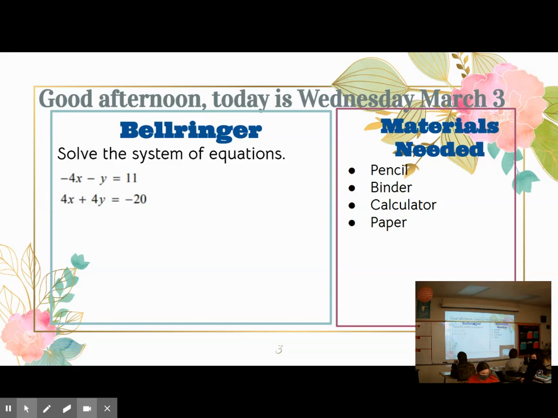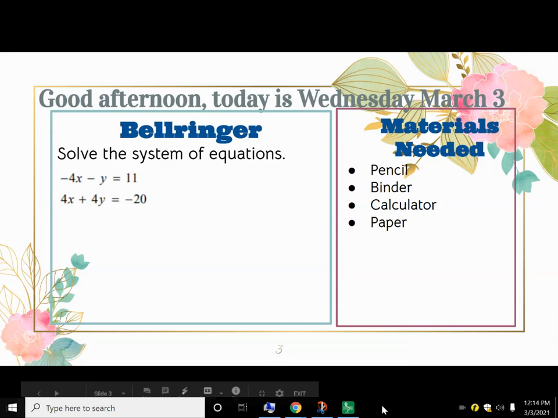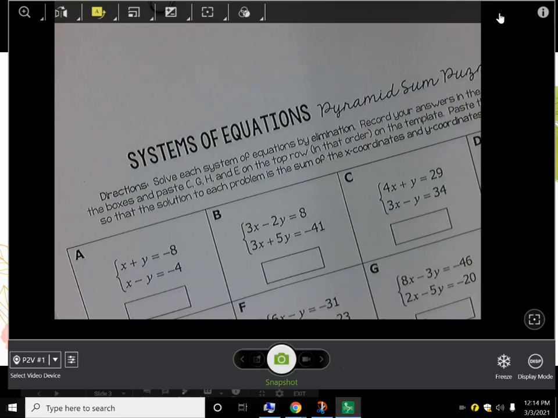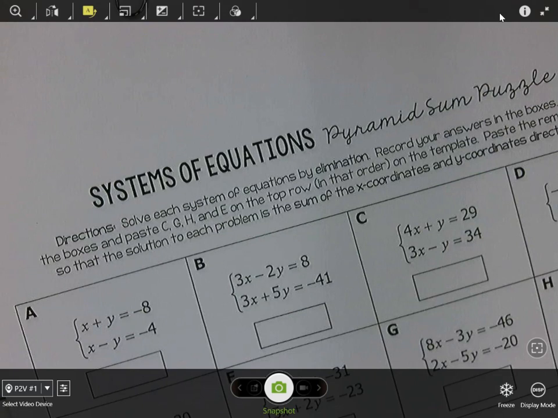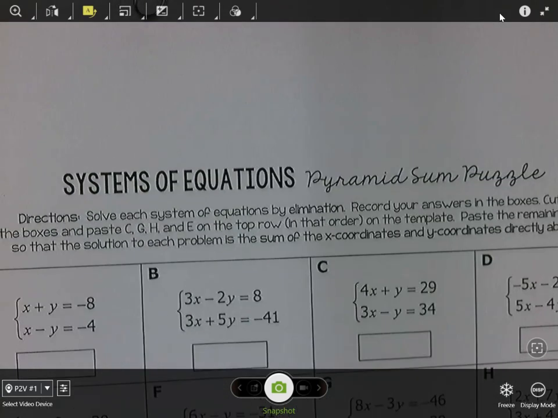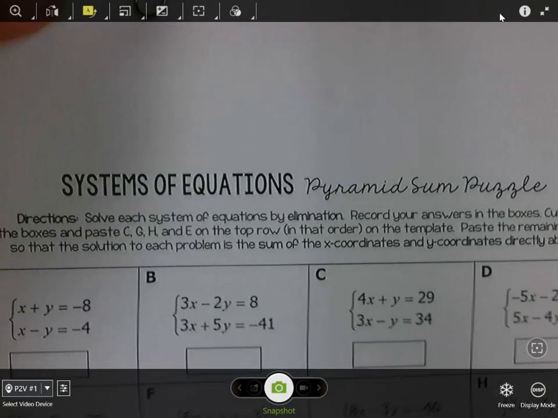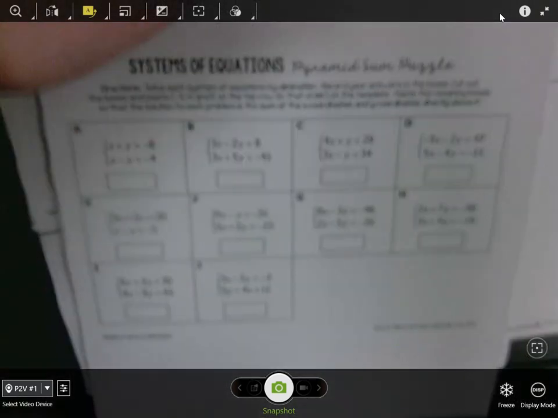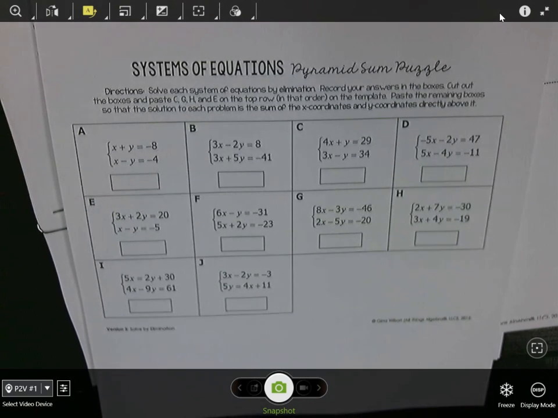All right, if I have your attention, please, for today's assignment. For today's assignment, you're still using elimination. You have a test on Friday that covers graphing, substitution, and elimination.